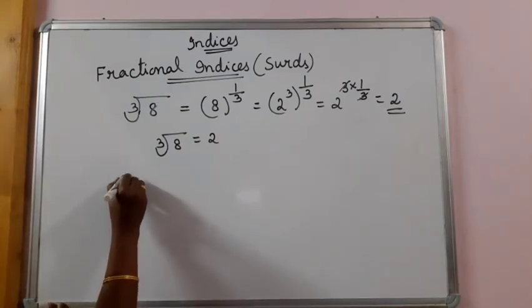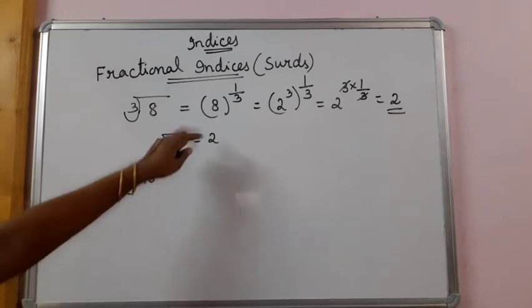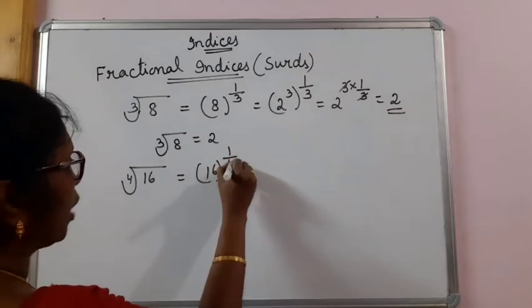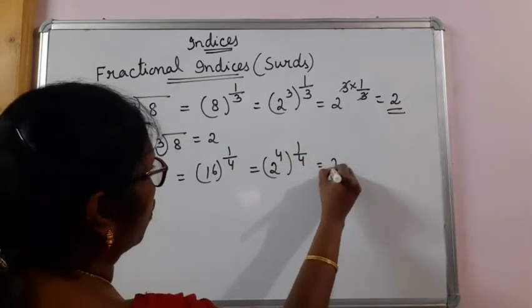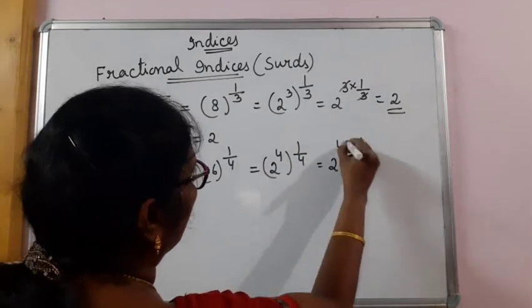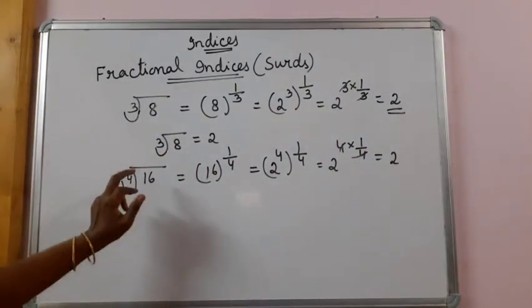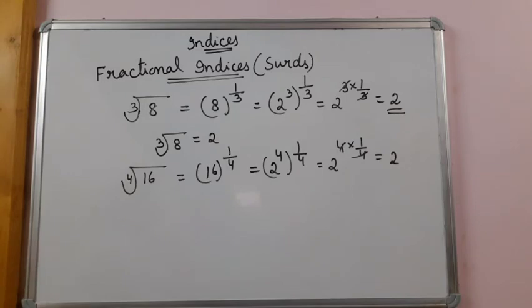Okay? Similarly, we can write 4th root of 16. 4th root means power 1 by 4. In the same way, 4th root of 16 also gives you 2. 16 to the power 1 by 4. 16 is 2 to the power 4, whole to the power 1 by 4. So 2 to the power 4 into 1 by 4 gives you 2. When 3 is within the radical sign, that is cube root. This is 4th root, 5th root, 6th root and so on. Only for square root we don't write 2, but for all the other roots we have to write the number.